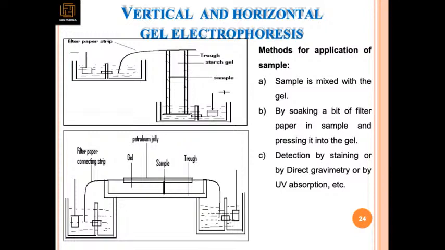So this electrophoresis that we are talking about could also be of two types, like the agarose gel electrophoresis that we were talking about. It could be vertical and horizontal. In this, the sample is mixed with the gel and soaked over the paper and then pressed over the gel, and then we detect the stains by direct densitometer or UV absorption.